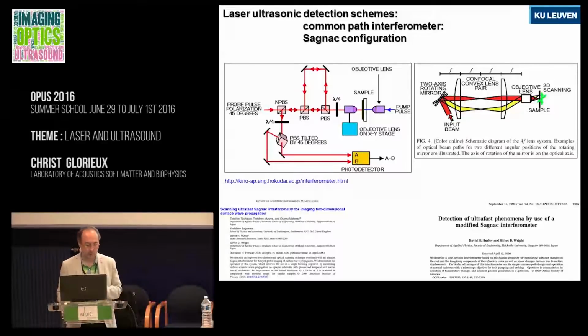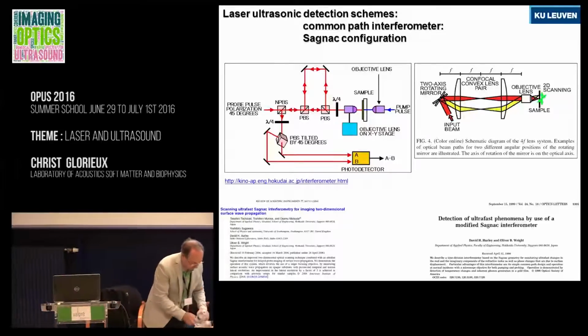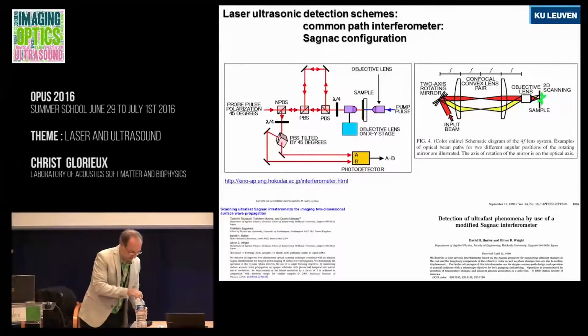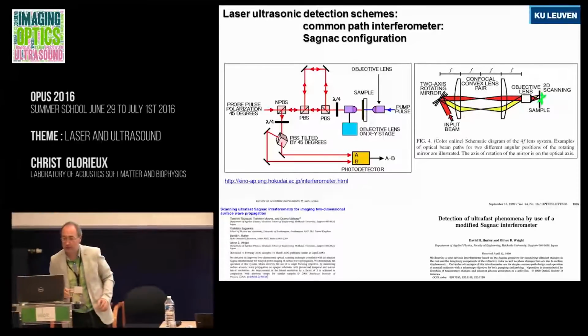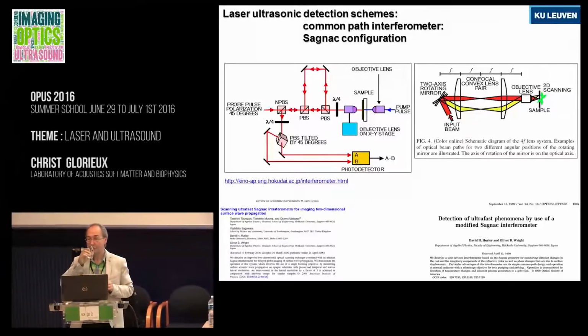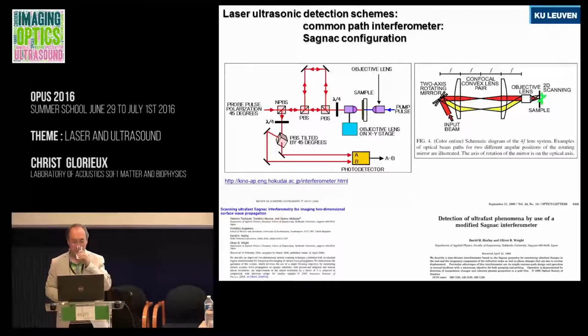Nevertheless, people are also using other types of interferometers. For example, this one, the Sagnac. Just one question. Have you tried to use the chirographic interferometer in your experiment? Sorry, which one? A chirographic interferometer. It's in one of the next slides. Yes. Because of rough samples.